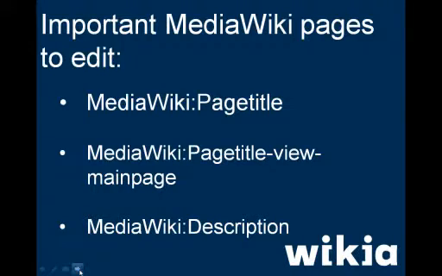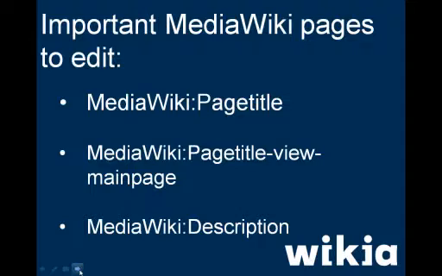There are also a couple of MediaWiki messages that can be edited to optimize your wiki's SEO. These include MediaWiki page title. This message determines the page title for all pages except the main page. It should start with the code $1, which will automatically be replaced by the name of the page. We also recommend adding the name of the wiki followed by 3 or 4 keywords.